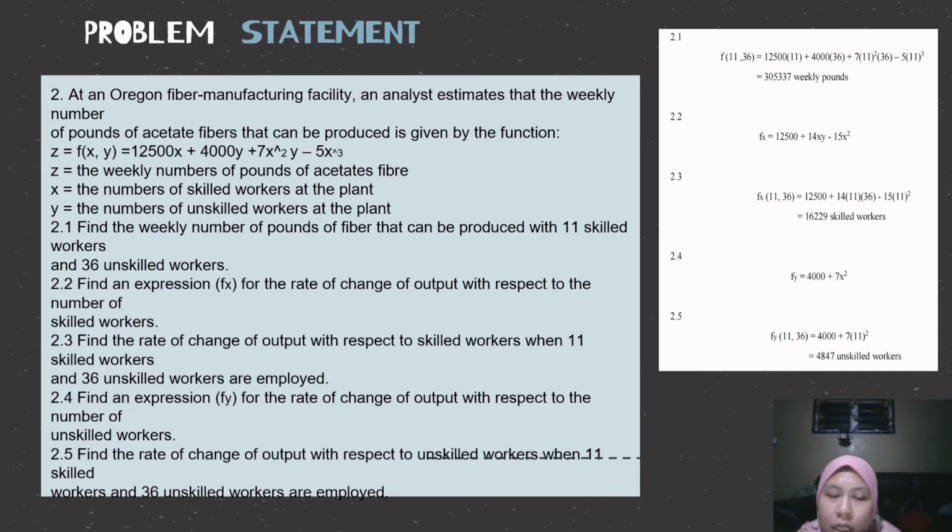The next question is similar to the first question, but we have to use the equation from the previous question and then put the values into the equation, then we get the answer. The same goes for question 2.4, which is like 2.2 but with respect to y. Differentiating with respect to y, we get fy equals 4,000 plus 7x squared. For the next question, like 2.3, we just have to put the values into the equation that we got from question 2.4.